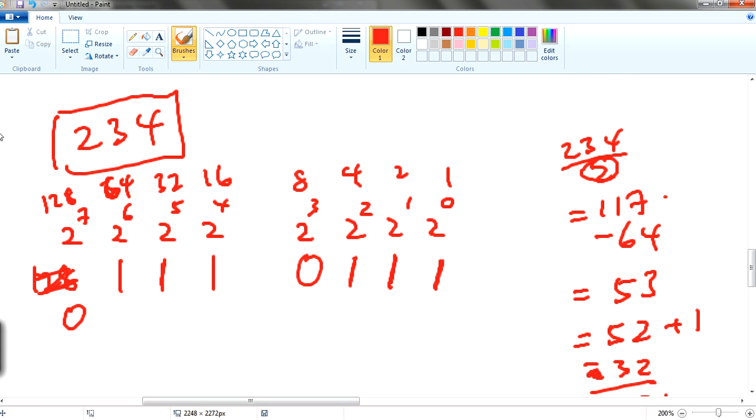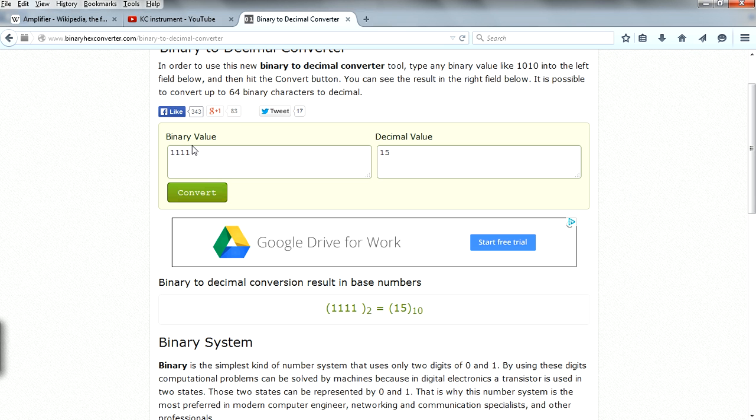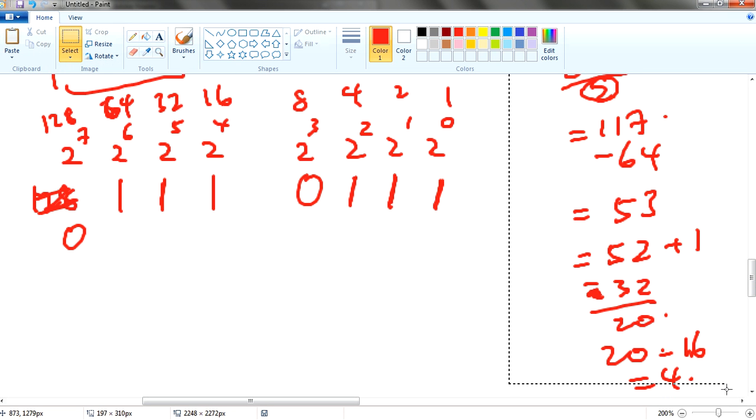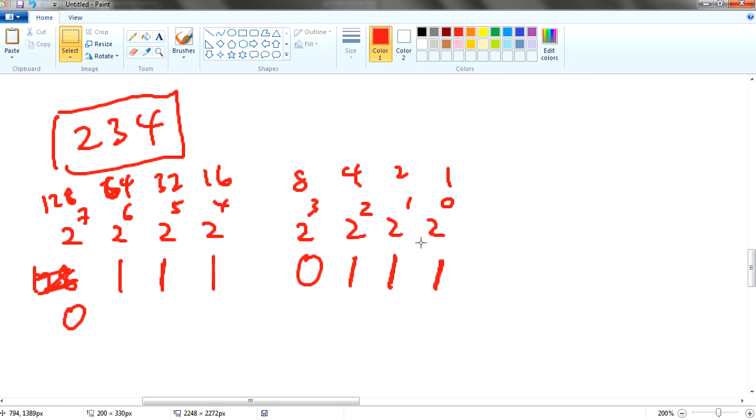Okay, if you want to double check, you can go to the site. If I type 0 1 1 1 0 1 1 1, ding ding, my fault. I shouldn't multiply. Okay, I think you can just ignore this one.